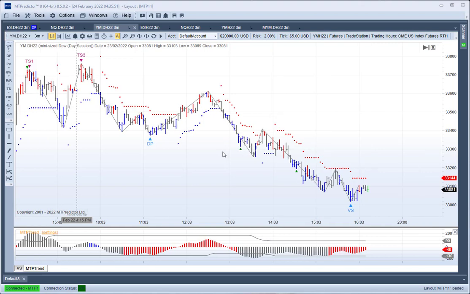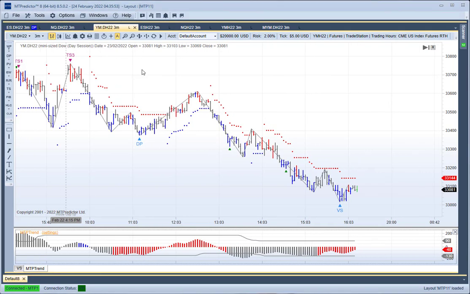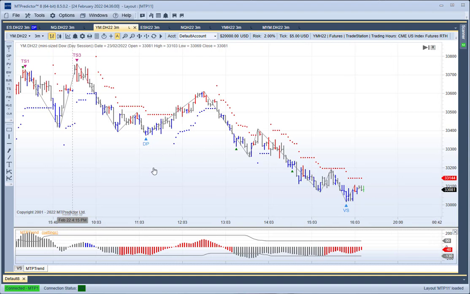Today I want to have a look at a 3-minute chart of the YM. This is using our MTPredictor standalone version. We're looking at the regular trading hours for the market yesterday. So I want to look at these two history triangles here, which would have resulted in losing trades. It's important to understand that losses can and will and do unfold.